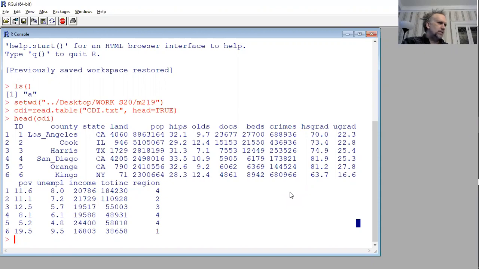Okay, you see I've loaded the data set about county demographics into this object CDI here. I typed the head command, which defaults to giving the first 6 rows. I would like to do some kind of test where I see some effects of multicollinearity. So I'm thinking we should try to keep it pretty simple.